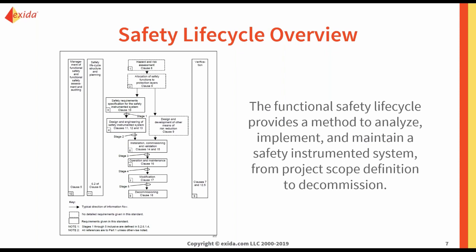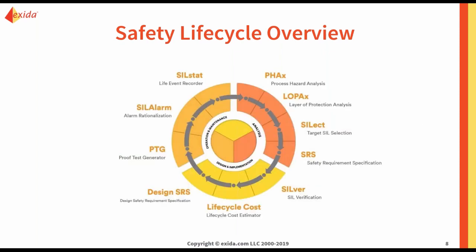Now, the way this looks is specifically from the standard, IEC 61511, and again, it looks like a top-down list. And it's obviously providing a method to analyze your system for inherent risk and then implement and maintain a safety system from project scope to decommissioning. But what it doesn't show is that from a data flow perspective, this is more of a cycle, which again is why we call it a safety life cycle. So we like to look at it as a cycle.